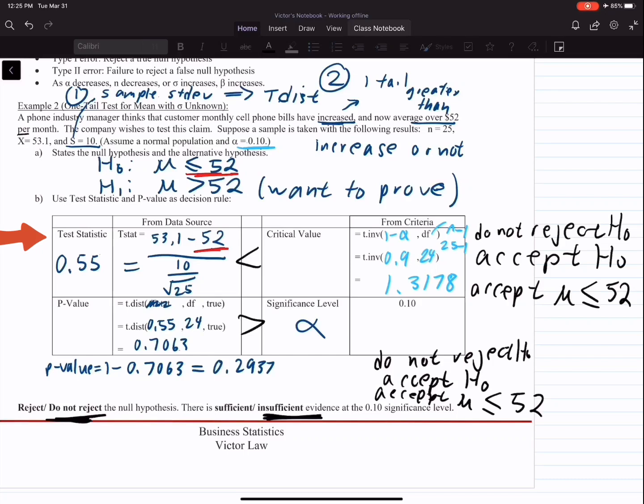And the next variable is your s. s is your sample standard deviation, which is 10. And then your sample size is 25. When we calculate the numbers, we're going to get a test statistic equal to 0.55.